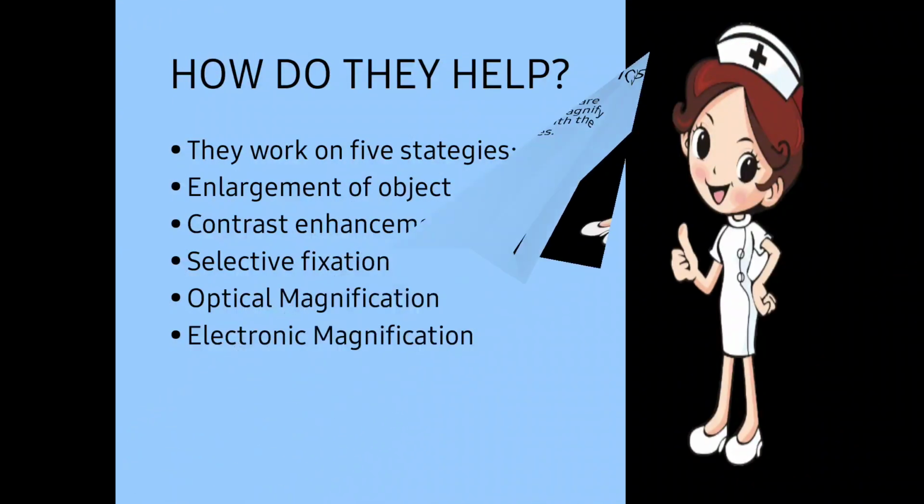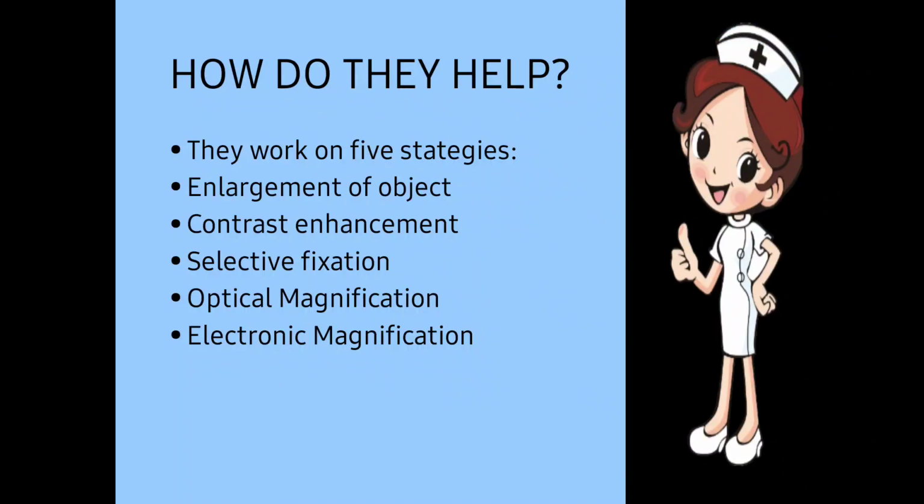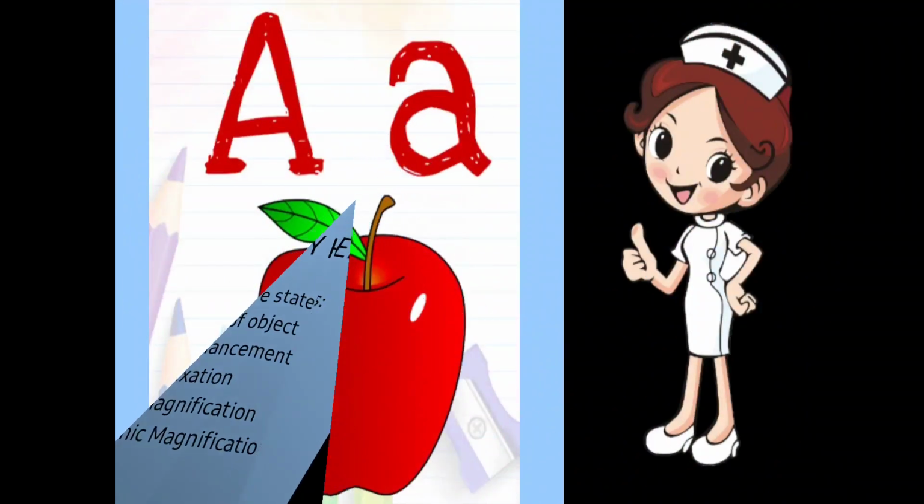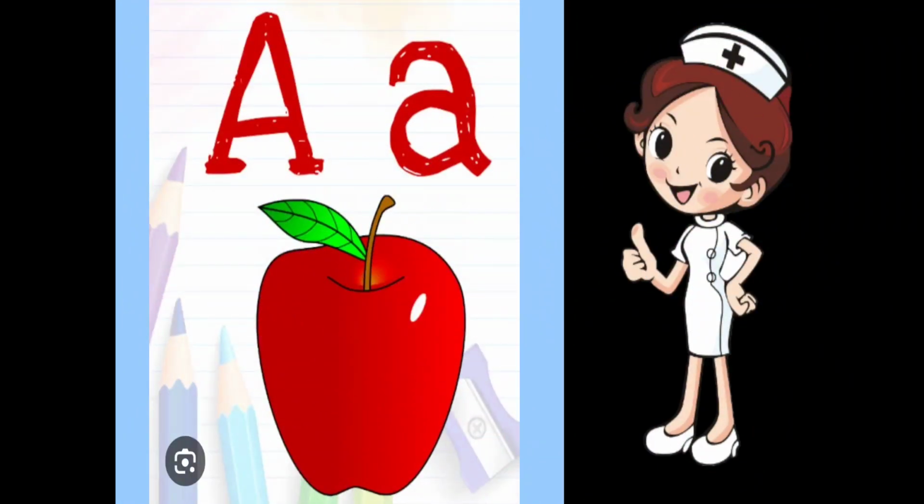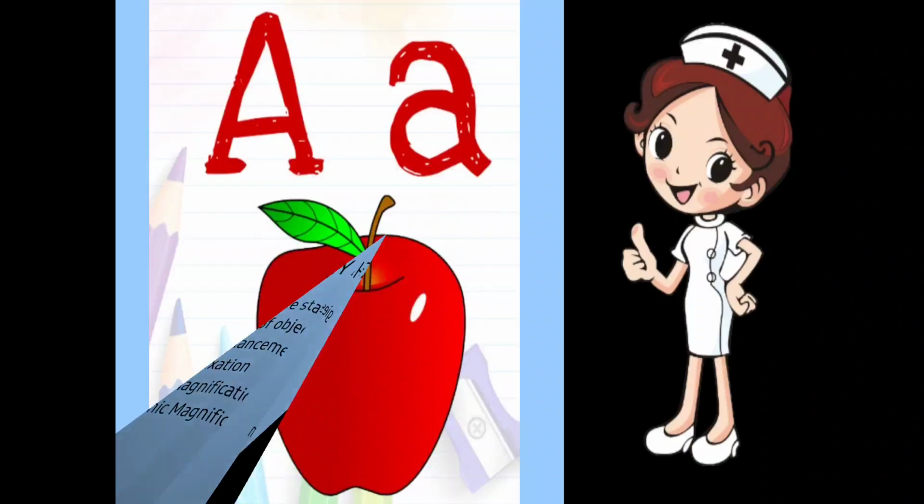Okay, next one, how do they help? How do the optical devices help the person by improving their vision? They work on 5 different strategies. The first one is the enlargement of an object. If you look here, this is the letter A, and low vision aids help in enlarging the A. The size of the A gets enlarged by this. So these help in the enlarging of an object.